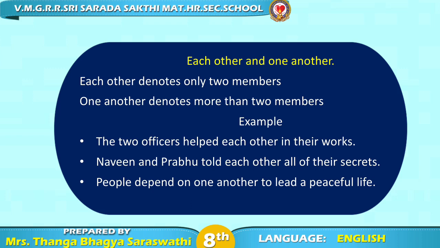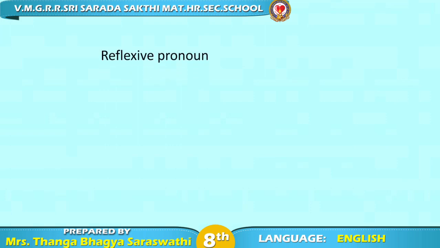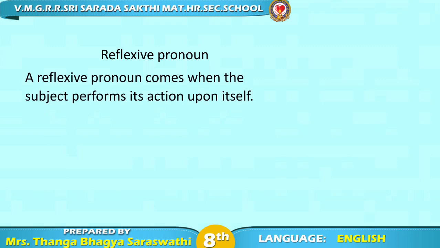So this is called a reciprocal pronoun. Next one is the reflexive pronoun. What is meant by reflection? When our face gets reflected in a mirror, that image is called a reflected image and the action is called reflection. A reflexive pronoun comes when the subject performs its action upon itself. When an action is performed by the subject itself, it is called a reflexive pronoun.